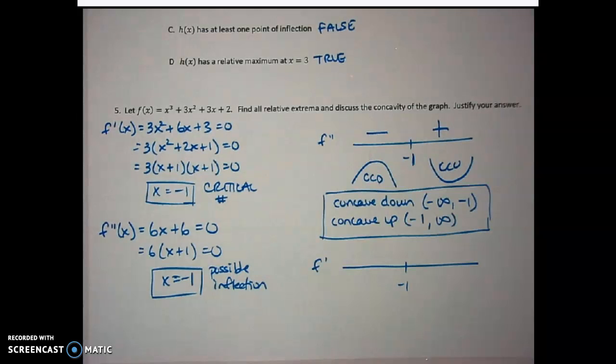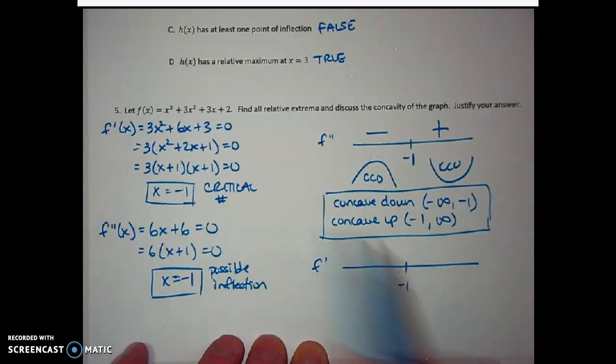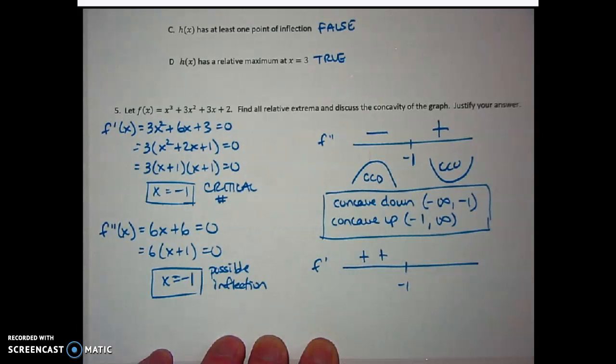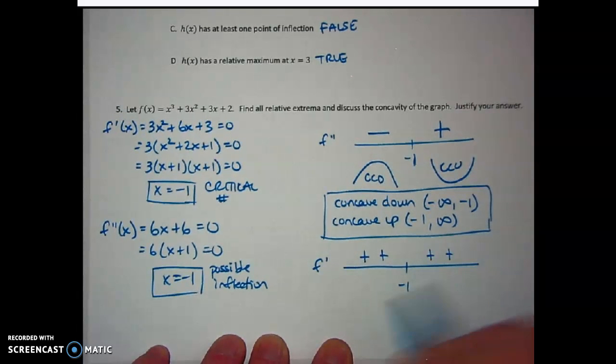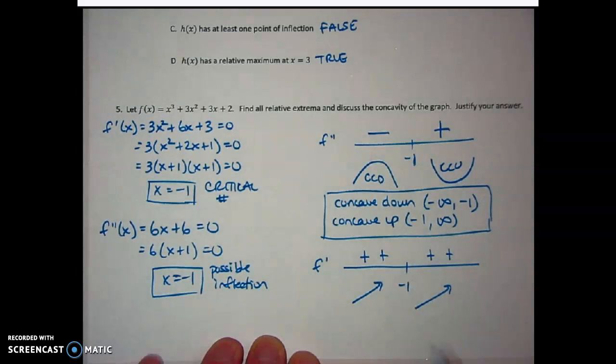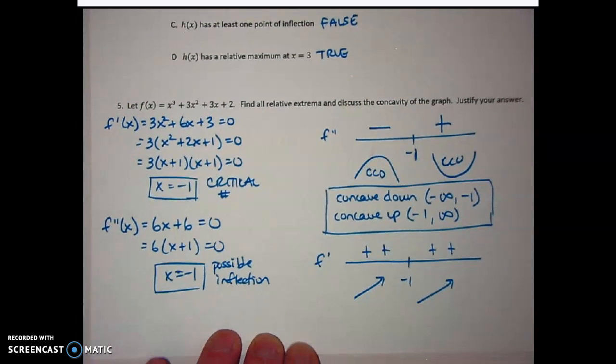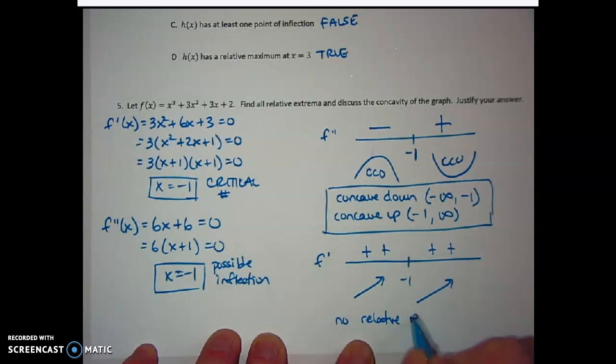Now that I've determined the concavity, I need to determine if I have an extrema. So now, using the first derivative test, I'm going to plug in a number that's smaller than -1 into my first derivative, and when I do that, I'm going to get a positive number. When I plug in a number that's bigger than -1, I also get a positive number, which means this function is increasing the whole time. There is no decreasing. Since it doesn't increase and then decrease, there is no relative extrema. No relative extrema.